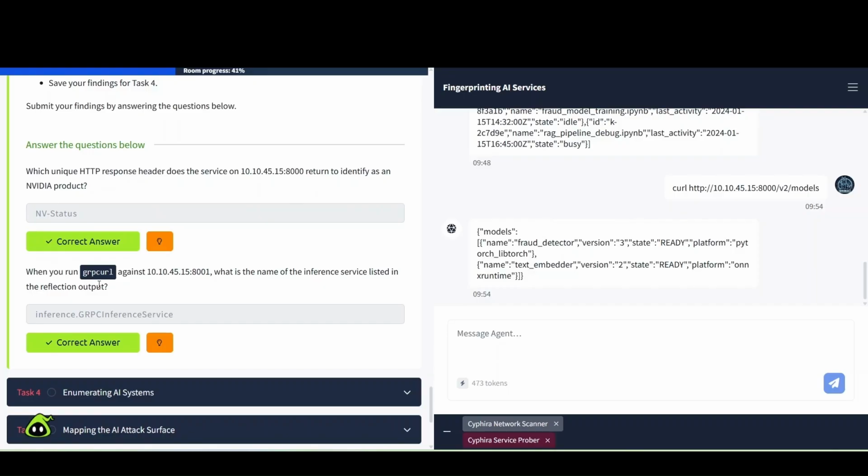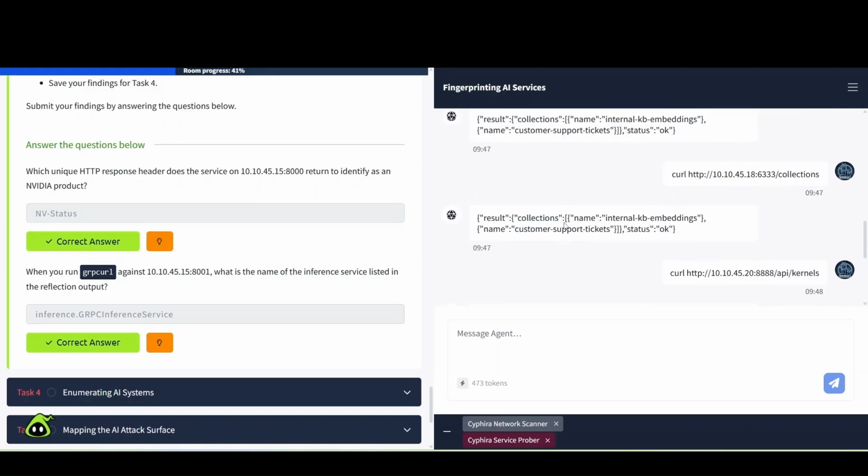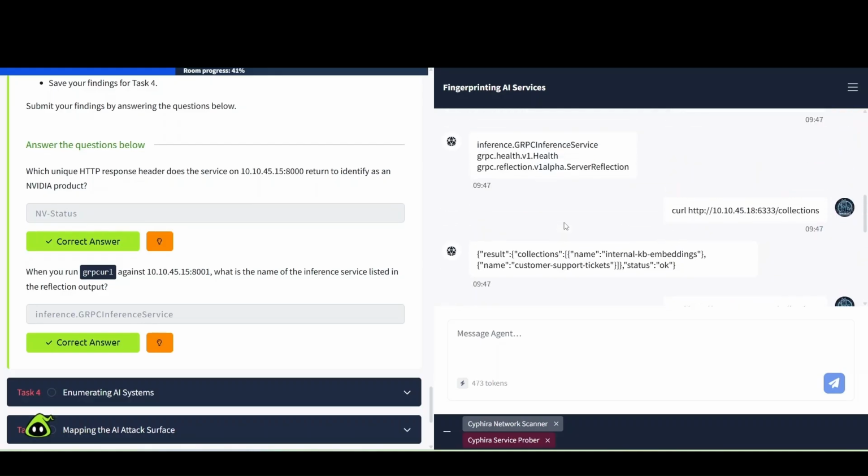So when you run grpcurl against 10.10.45.15 on port 8001, what is the name of the inference service listed in the reflection output? That's going to be inference.GRPCInferenceService. So that was the other one that we had run in here somewhere. So let's go back up here. This one appears to be it here.